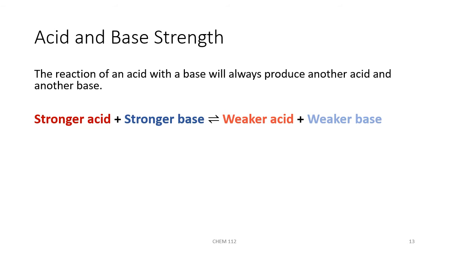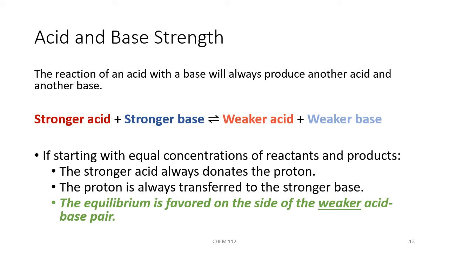It doesn't mean that the stronger acid and stronger base are always on the left and the weaker are always on the right. They could be flip-flopped. But no matter what, one side will contain two that are stronger and two that are weaker. And if we're starting with equal concentrations of reactants and products, the reaction will be favored based upon who the stronger acid and base are.